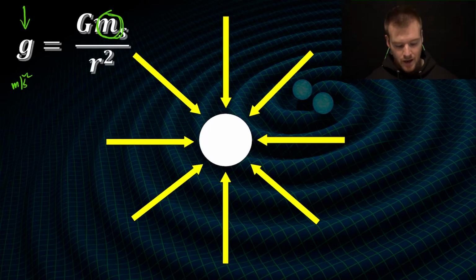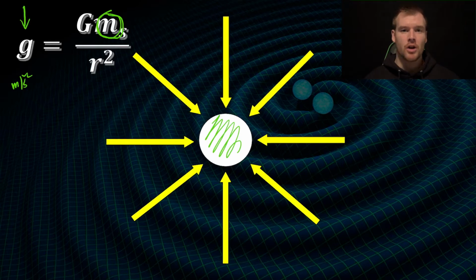So if we have a bigger mass here, which I'm going to shade in green, if that mass is bigger, it's going to have a stronger gravitational field strength. So something would accelerate towards it faster if that mass is higher. And the other part was the radius. Now this is inversely proportional, that if the radius increases, the gravitational field strength is going to decrease.